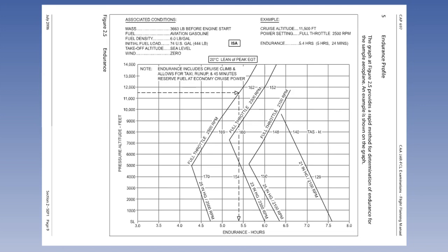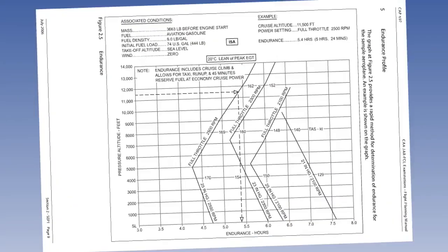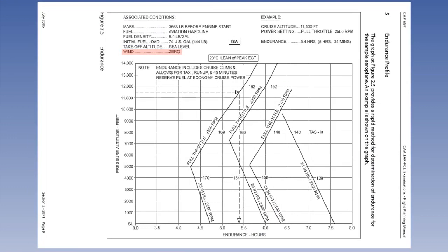Now turn to page 9 of Section 2, which is entitled Endurance Profile. Endurance is the maximum time that the aircraft can remain airborne for a given power setting whilst retaining its final reserve. You can see that the graph gives the endurance in hours. Unlike range, wind does not affect endurance, so it is irrelevant here that the wind is assumed to be 0. Each graph and table that you have seen will be dealt with in greater detail in later lessons.